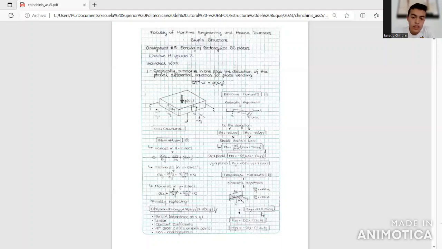With this, we need to analyze the equilibrium in the plate. So we analyze the equilibrium of the force in the z direction, the moment in the x direction, and the moment in the y direction. Replacing these last two equations in the first gives us the partial differential equation for plate bending. Characteristics of this equation: it is partial, linear, with constant coefficients, fourth order, and non-homogeneous.